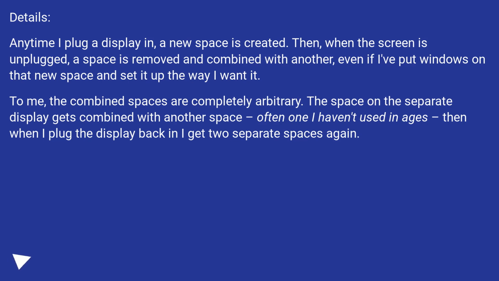Details. Anytime I plug a display in, a new space is created. Then, when the screen is unplugged, a space is removed and combined with another, even if I've put windows on that new space and set it up the way I want it. To me, the combined spaces are completely arbitrary. The space on the separate display gets combined with another space, often one I haven't used in ages. Then when I plug the display back in, I get two separate spaces again.